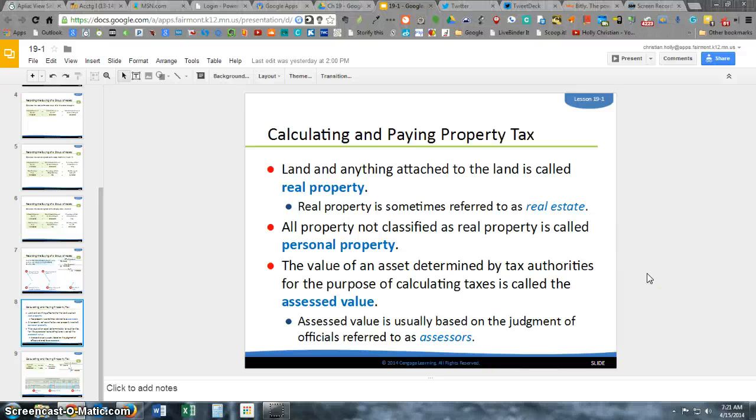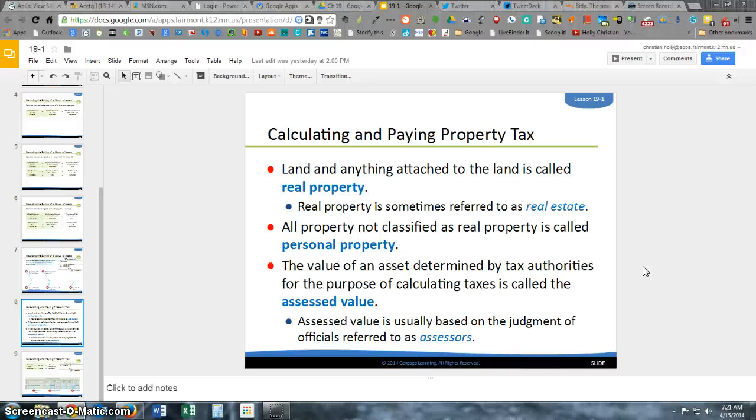Part 2 of Chapter 19, Section 1 talks about calculating and paying property tax. Now, property tax is different than income tax. It is the tax that is based on whatever real property you own. And real property is land or anything that's attached to the land.